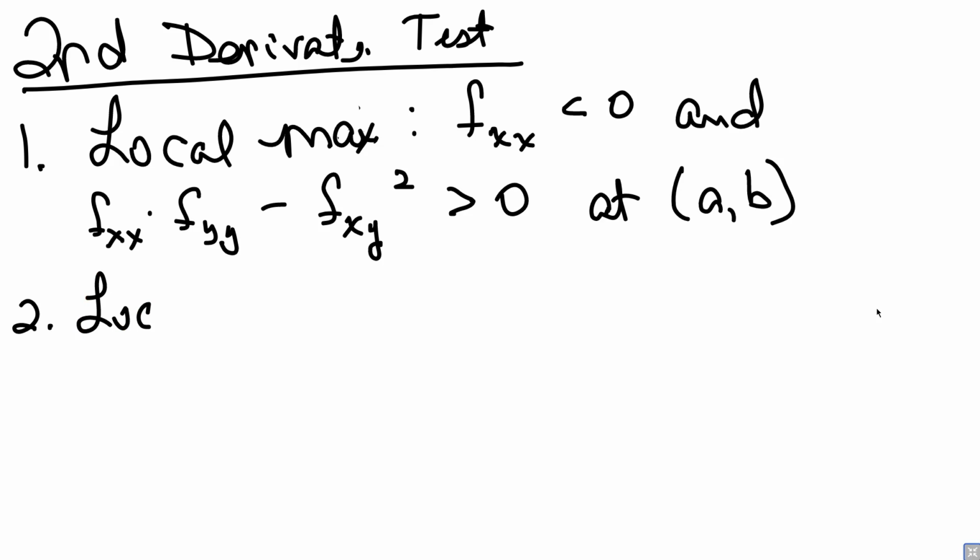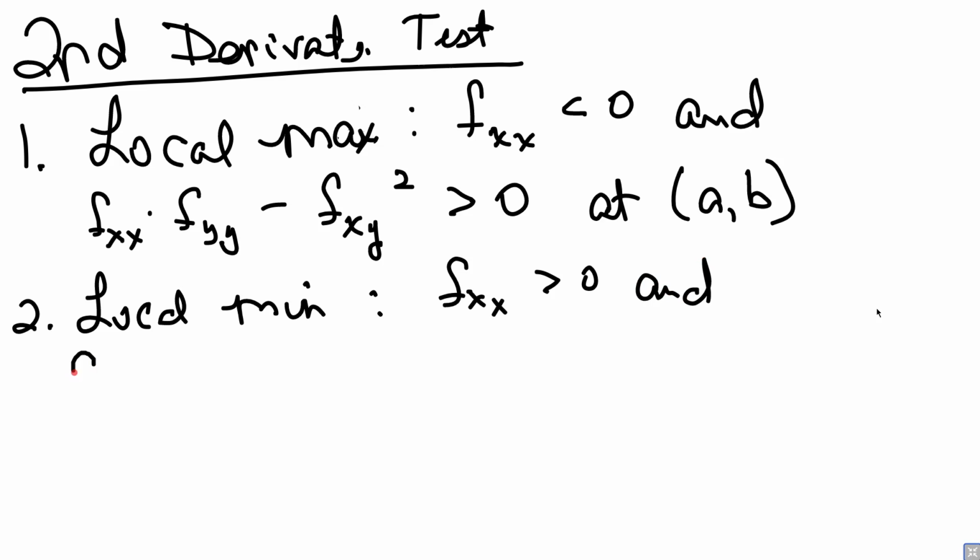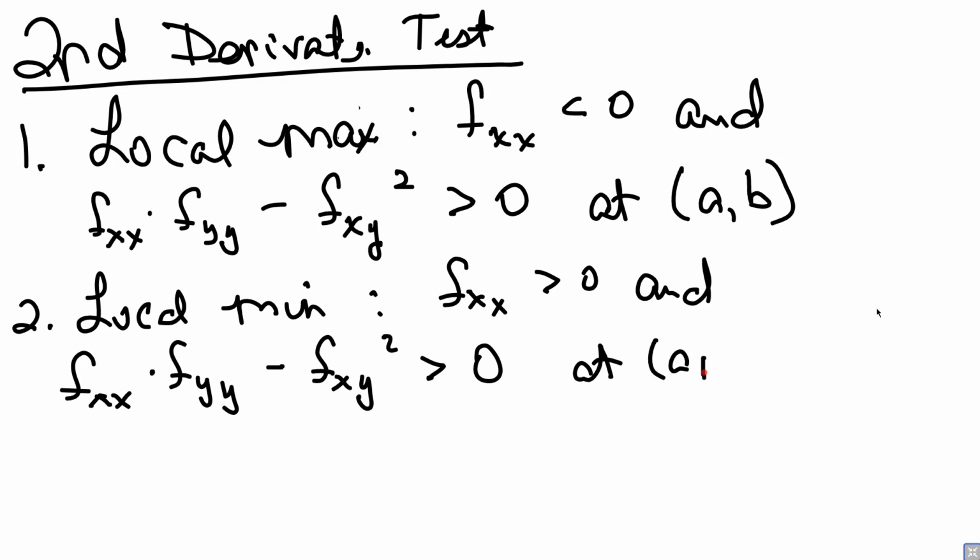The second one is for the local min. So for the local min, the second order partial must be greater than 0, and the second order partial in respect to x times the second order partial in respect to y minus the second order mixed partial squared, this expression must be greater than 0. And again, it's at the point A, B. Okay? So if we take a look at this, the only thing that is different between the local max and the local min is the value of the second order partial in respect to x. If it's less than 0, then it's going to be the max. If it's greater than 0, then it would be the min. Okay.